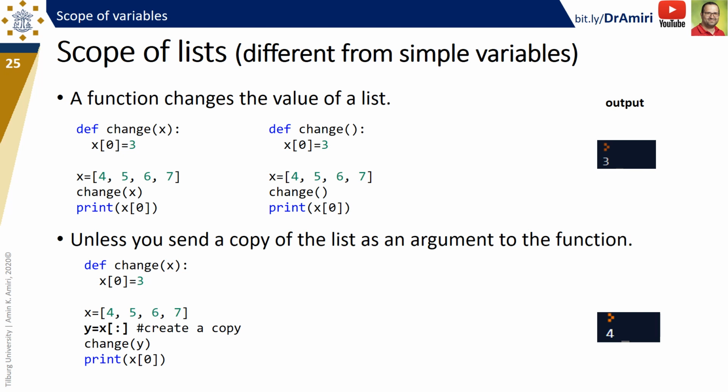So lists are always going to change inside the function, but what you can do to avoid a list being changed is to pass on a copy of X. Here you can see that in the second program I created a copy of X called Y, and I passed on Y to the function change, and because of that the list is not changed.